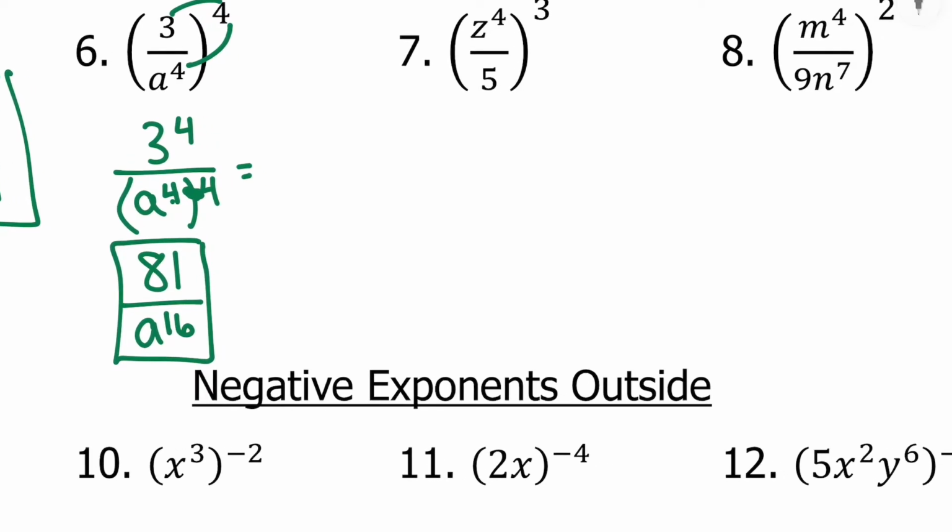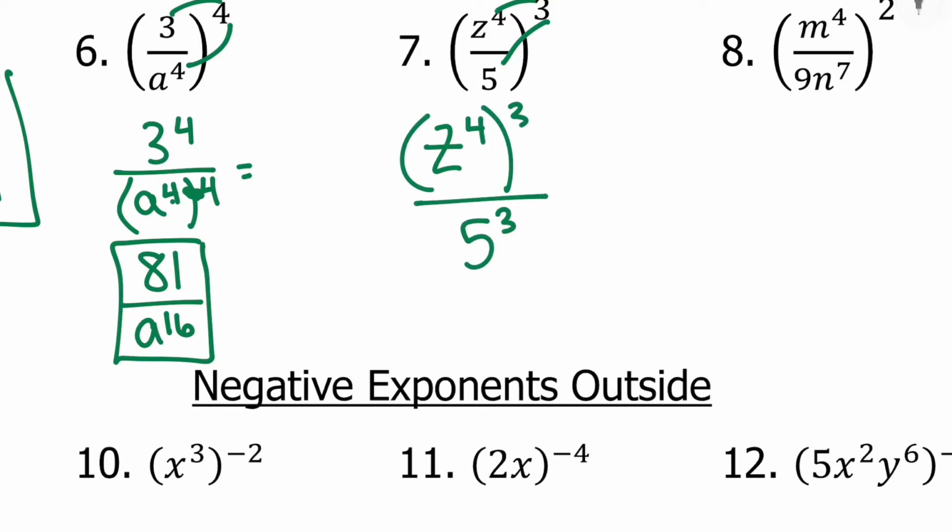So number 7, we're just taking that to the 3rd power and giving it to the top and the bottom, the numerator and denominator. So z to the 4th and then to the 3rd over 5 to the 3rd. So I'm going to multiply 4 times 3. So that's z to the 12. And then 5 to the 3rd power is 125.